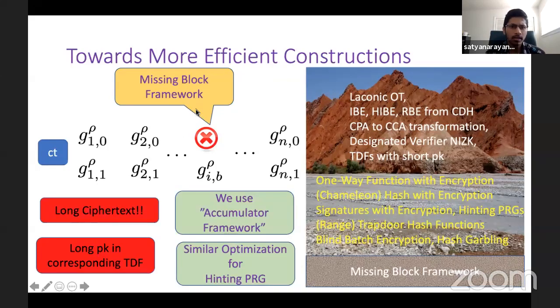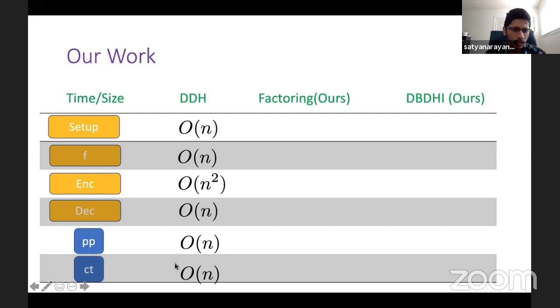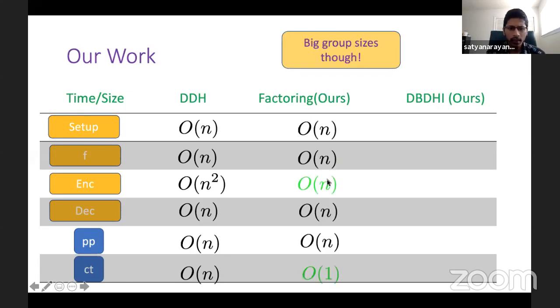Now let's compare the efficiency of our work with that of previous works. The previous work, by Dottling and Garg, is based on the DDH assumption. That has the following time complexities. Our first construction is based on the factoring assumption. As you know, we want to optimize encryption time and ciphertext size, and we want to deviate from this missing block framework. And so here are the time complexities. Our encryption time and ciphertext size are asymptotically better, and the rest of the complexities are the same.